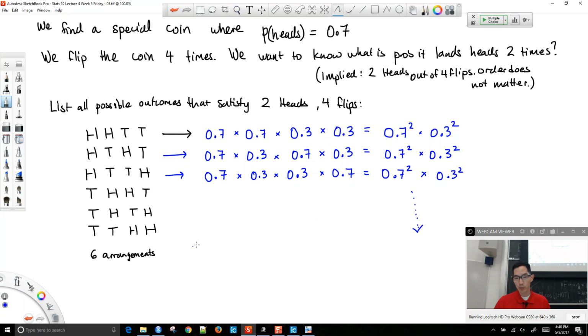So my total probability of getting 2 heads is equal to 6. Each arrangement has the same probability of 0.7 squared times 0.3 squared. All right, is this comfortable with everybody?